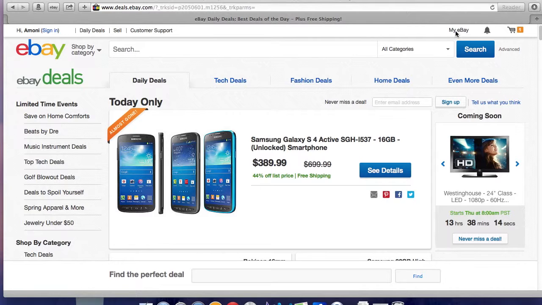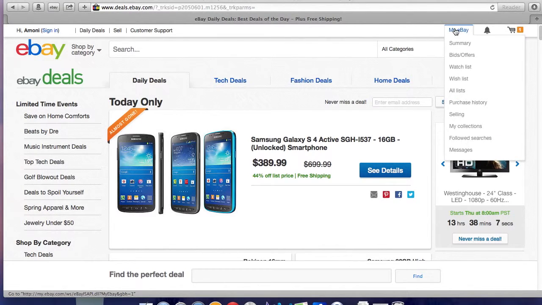So basically you go onto ebay.com. You can see right there the arrow is on My eBay. This page is the main page that shows when you sign on, or if you were already signed in. So I want to try to sign out first.